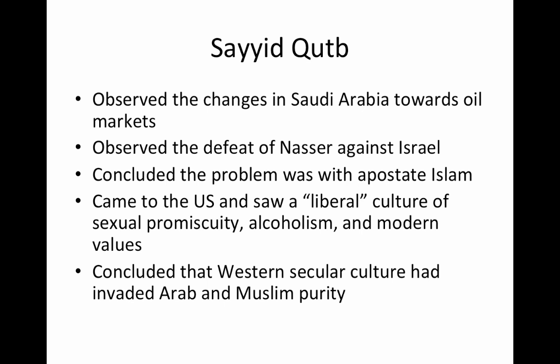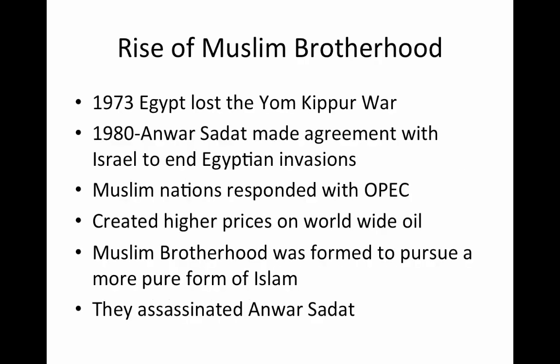So he came back to the Middle East and believed that Islam needed a more pure form of Islamic beliefs. He concluded that Western secular culture had just invaded too much into Arab and Muslim purity. And that led to a rise of this group that was influenced by him called the Muslim Brotherhood. In 1973, Egypt lost in the Yom Kippur War. In 1980, Anwar Sadat made this bilateral agreement with Israel.